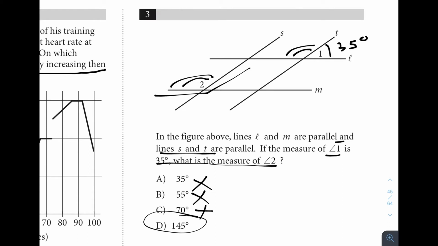But if you do want to solve for it, you can do 180 minus 35, since a straight line is 180, and you'll get that this equals 145, and these two are parallel, so you'll still get 145.